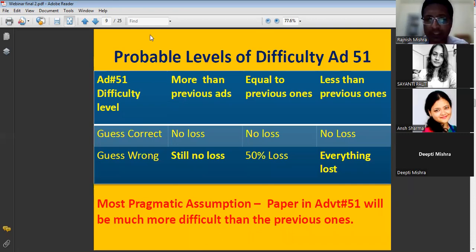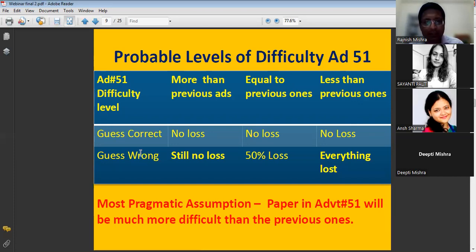Now, the probable level of difficulty: there is a famous Pascal's wager. I copied from Pascal's wager. So these are the ways in which you can look at it. You can either guess that advertisement 51 will be more difficult than previous advertisements, will be less difficult than previous advertisements, or will be equal in difficulty to previous advertisements. Now, you may have your own reasons for believing whatever you are believing in, but I think that believing that it will be less difficult or less complex than the previous advertisements is a bit illogical, but still, that's a possibility. So advertisement 51 is more, equal, or less difficult than 46, 47, 50.